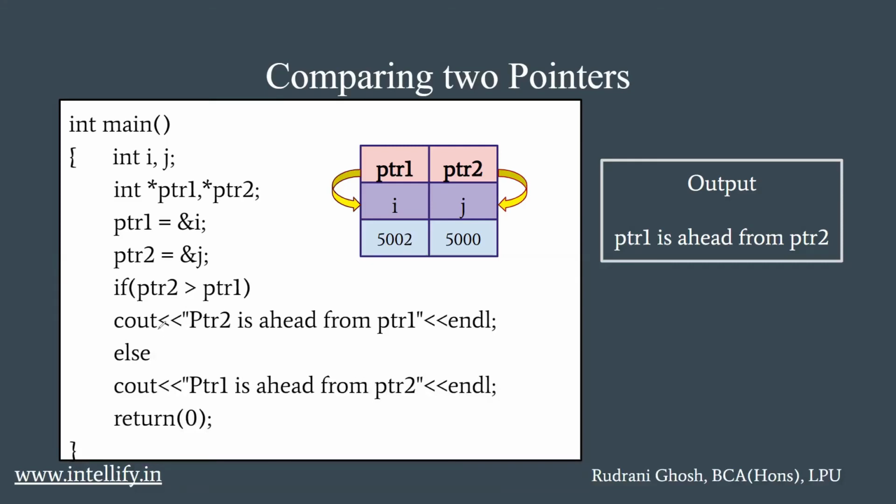This is a simple program to see which one is ahead. So if ptr2 is greater than ptr1, then we get the output ptr2 is ahead from ptr1, else we'll be printing ptr1 is ahead from ptr2. So the output in this case, as ptr1 is ahead from ptr2, we will be getting the output ptr1 is ahead from ptr2.